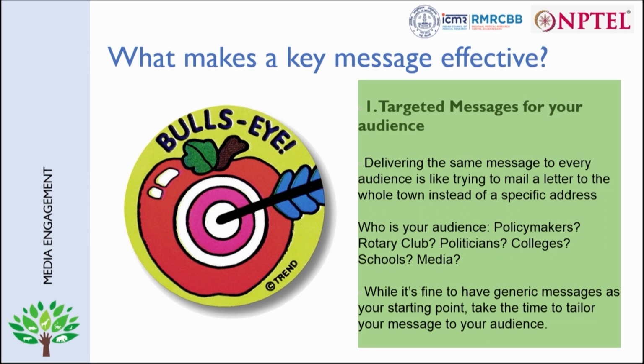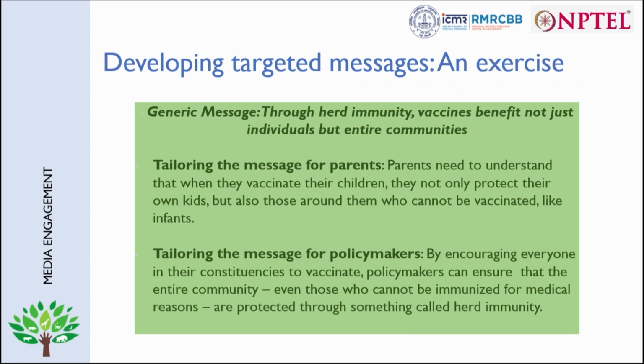So accordingly, you make a plan as per the target audience. Developing targeted messaging is an exercise. Generic message: through herd immunity, vaccines benefit not just the individual but the entire community. So this is the message. How can you tailor the message for parents, for example? Parents need to understand that when they vaccinate their children, they not only protect their own kids but also those around who cannot be vaccinated, like infants. So if they are vaccinating their kids, it means they are protecting the infants. This is the key message tailored for the parents.